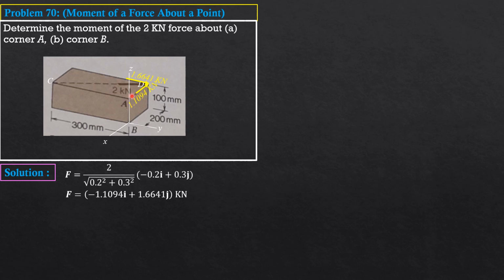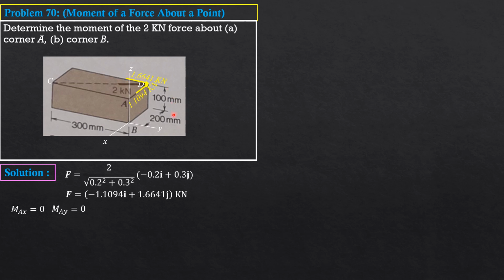So MAX, therefore this is the X-axis. The one that is parallel has no moment. The other one, 1.6641, passes through AX, so MAX is 0 by scalar approach. MAY, this is the Y-axis, so the 1.1094 passes through the AY axis, so 0. The other one is parallel, so no moment, therefore it is also 0. Then MAZ, this one, 1.1094 passes through the AZ axis, so 0.